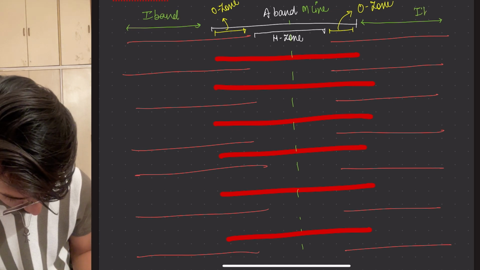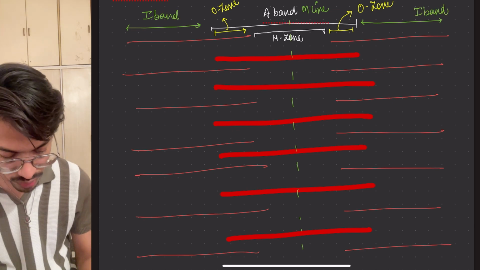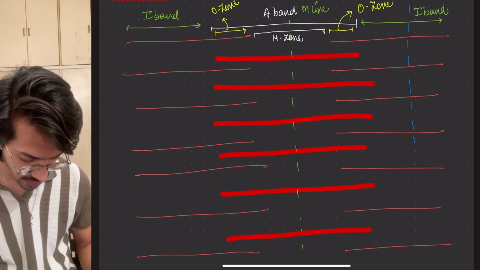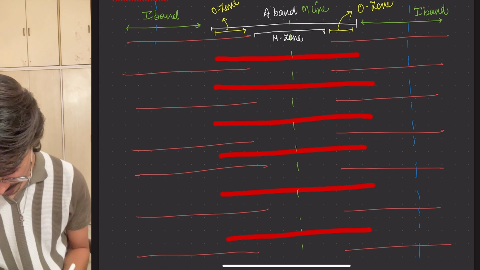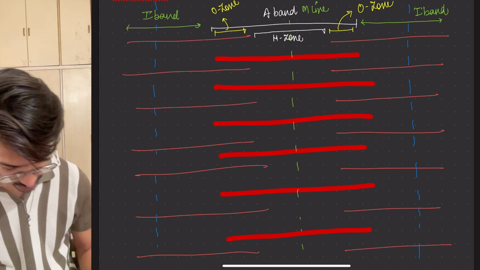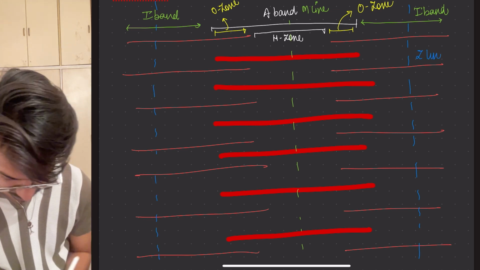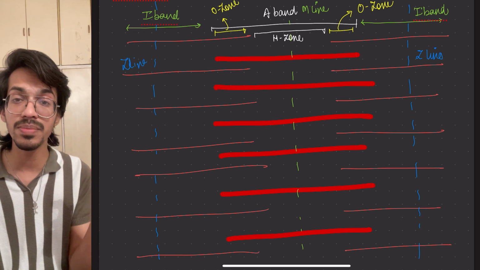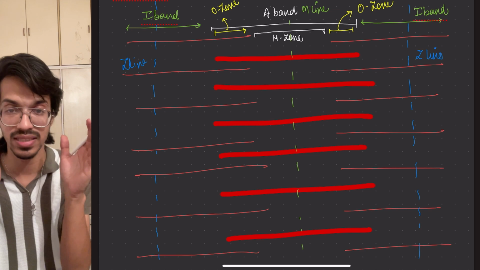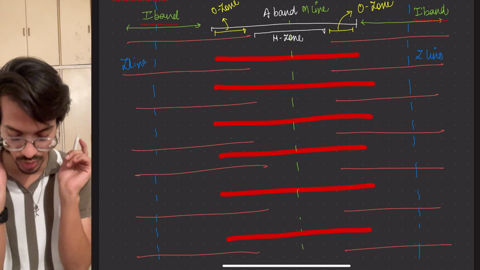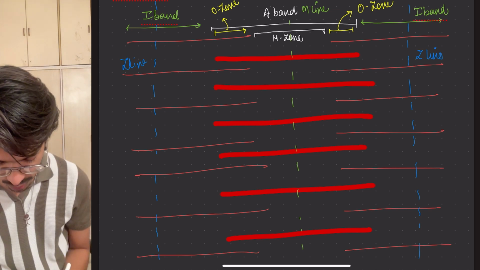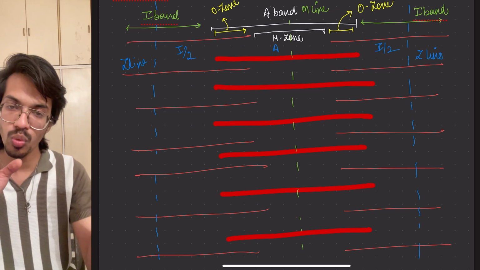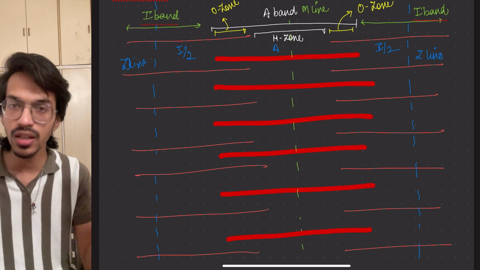In the middle of the I band, there goes an imaginary protein line which divides the I band into half. This is called the Z line. So if someone asks what a sarcomere is, it is the distance between two Z lines, which represents one sarcomere. Half of the I band, half of this I band, and the full A band make a sarcomere. This can also be called.